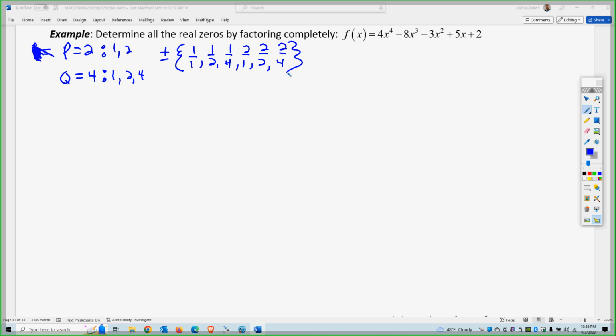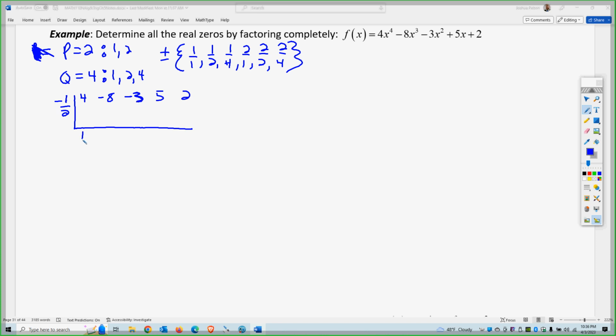You'll check 1/2, it won't work. So if you go to -1/2, that actually will work. So again, only list the ones that actually work when you do these problems. So 4, -8, -3, 5, and 2. Okay, perfect.